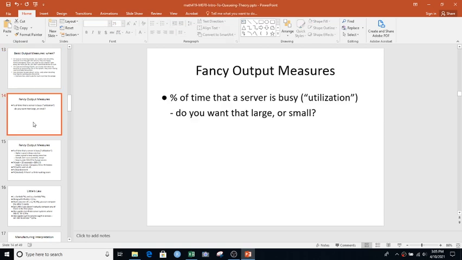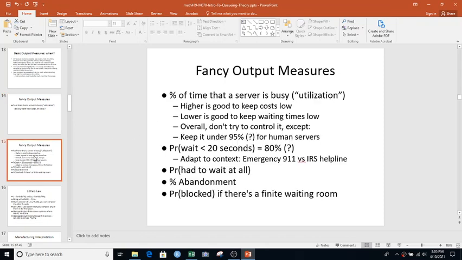What about some fancy output measures? Well, we might want to measure the percent of time that a server is busy, which was called the utilization of servers. The question is, do you want that to be large or do you want that to be small? Well, think about it. I'd say it depends on your point of view.